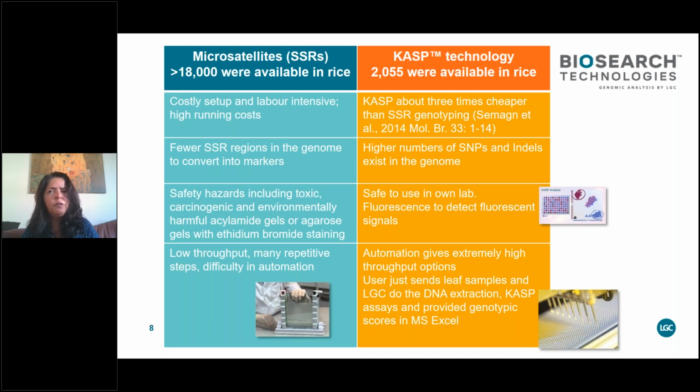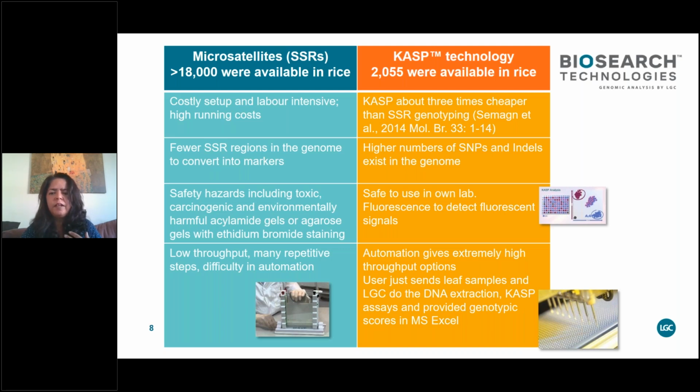When we look at the safety of running SSRs in laboratories, we can see that there are concerns around the use of things like acrylamide for running high-resolution gels, or we have the problems associated with ethidium bromide that are run in agarose gels. And both of these chemicals are used for the application of SSRs. When we look at KASP, on the other hand, it uses a fluorescent detection system, which is simpler and much safer to use.